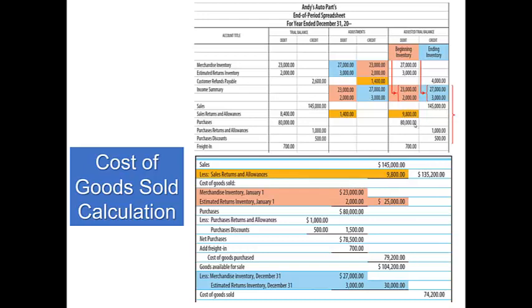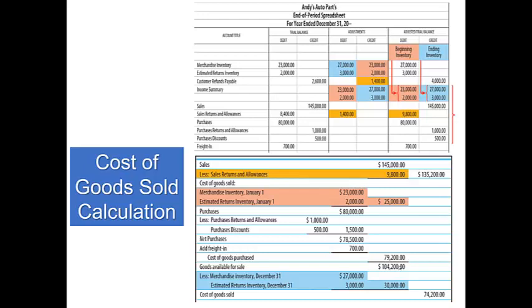So during the year, I made purchases of inventory of $80,000, sent back $1,000, and had discounts of $500. So net purchases is $78,500. Now I have to add in the freight to get the cost of purchases. So I started the beginning of the year with $25,000 sitting in my store. I've purchased $79,200 more in merchandise. So all the goods I have available for sale total $104,200.